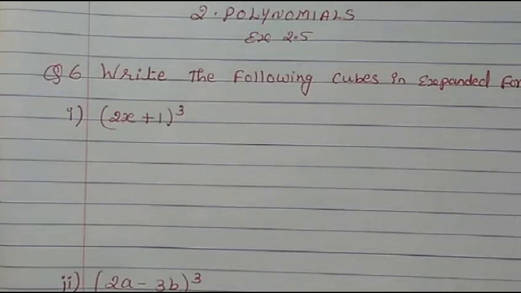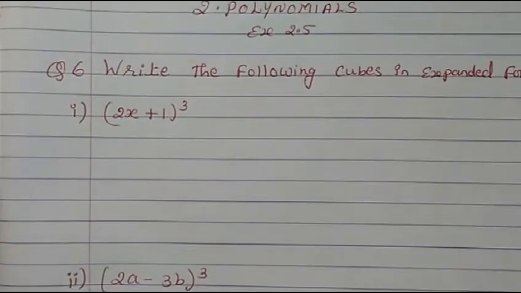Today we are going to study from class 9 chapter 2 polynomials. In that, exercise 2.5 question 6. Write the following cubes in expanded form. So we have 4 parts here. We have to write these following cubes in expanded form.